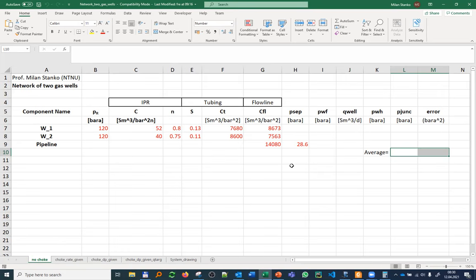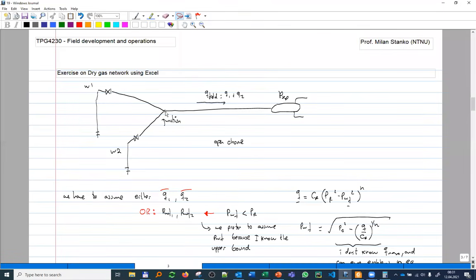So let's start. We have a very interesting point here, which is the junction. We know that the pressure seen from this side, the pressure seen from this side, and the pressure seen from this side should all be the same. And that's what we are going to try to use with the Solver of Excel. We're going to say, well, change this rate until that pressure becomes the same seen from here and seen from here.